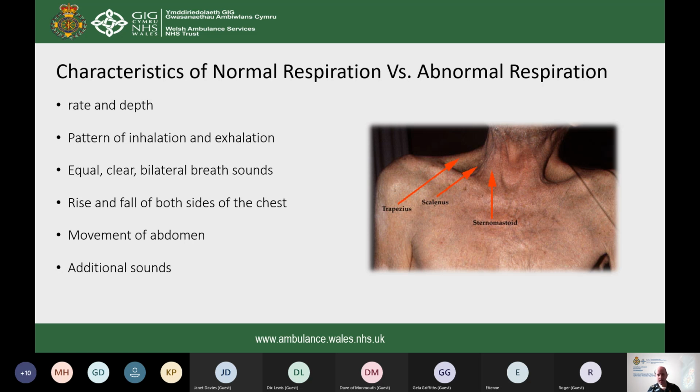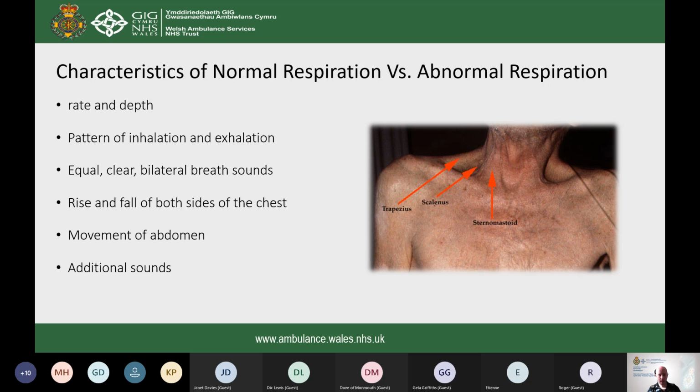If not, we're going to think about accessory muscle use. So you may see this in children. If they are sucking their stomach in, then they're using their accessory muscles. If they're using their intercostal muscles, and you can note they're sucking in with every breath, then again, they're struggling with their respiratory effort.